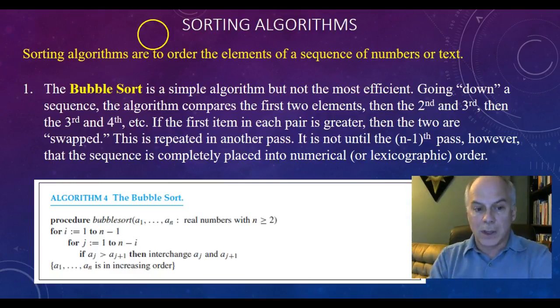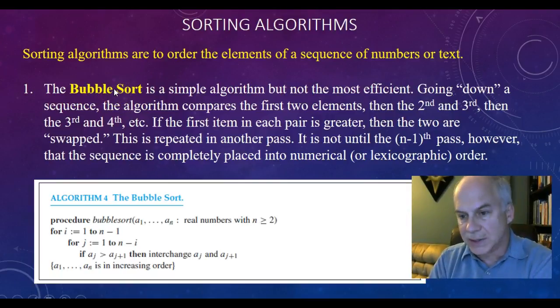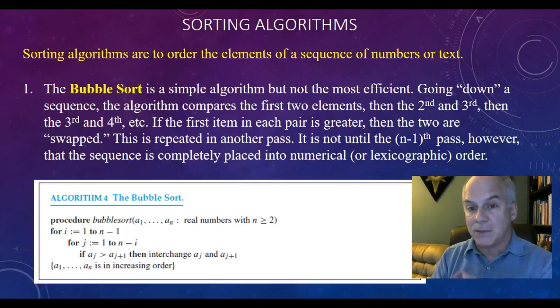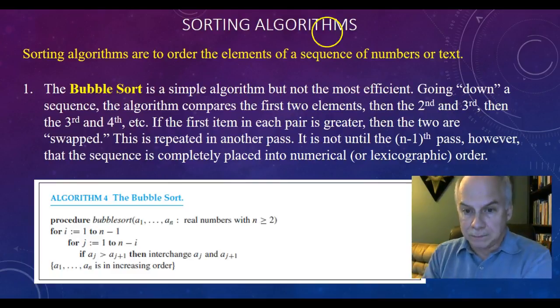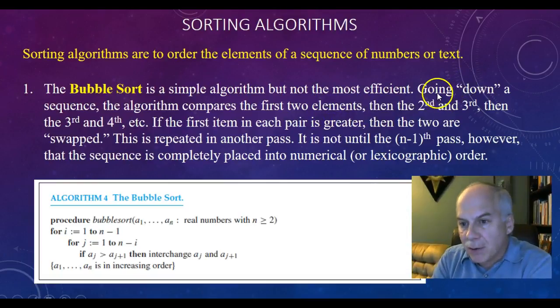But there are several different ways to sort the elements in a sequence. Okay, one is called the bubble sort. Now, the bubble sort was invented decades ago. It's a simple, short algorithm to write, but it's very inefficient. It's not the most efficient. It uses a loop inside of a loop. And here's how I describe it up in this paragraph.